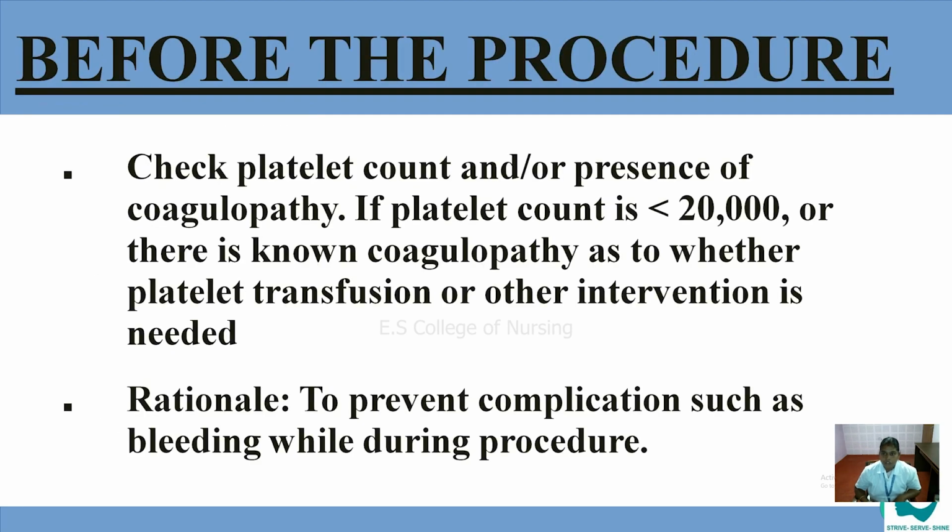So before the procedure, we also want to check the platelet count or presence of coagulopathy. If the platelet count is less than 20,000 or there is known coagulopathy, assess whether platelet transfusion or other intervention is needed. What is the rationale for this step? It is to prevent complications such as bleeding during the procedure. So before the procedure we want to check the platelet count to prevent the bleeding.